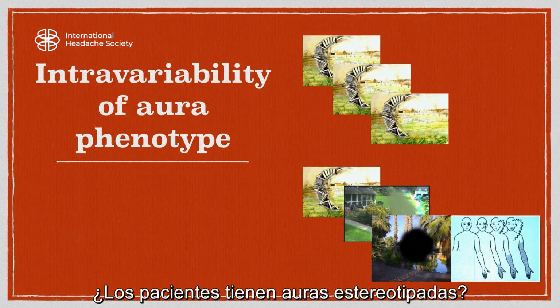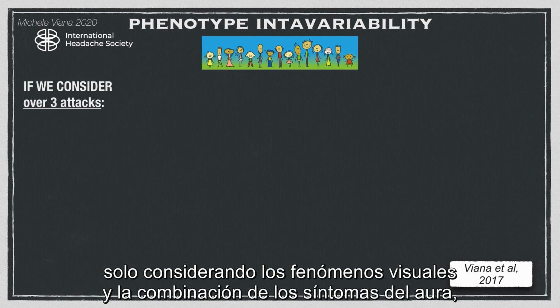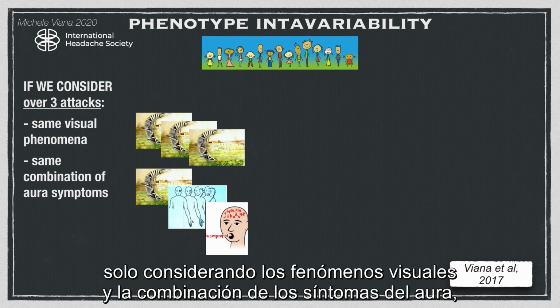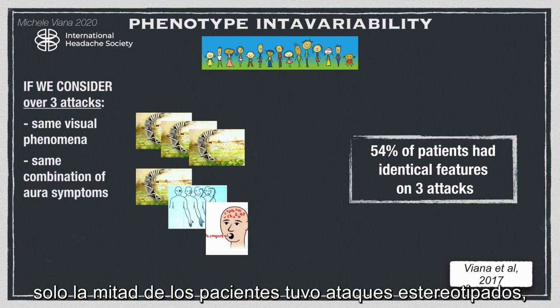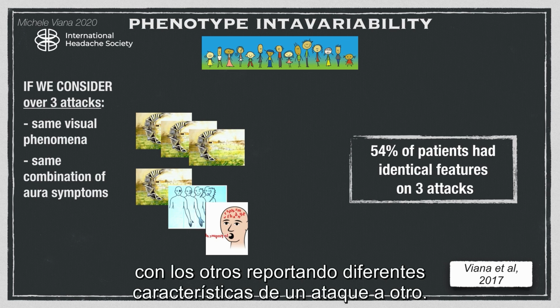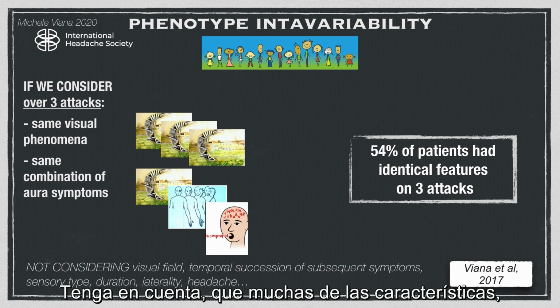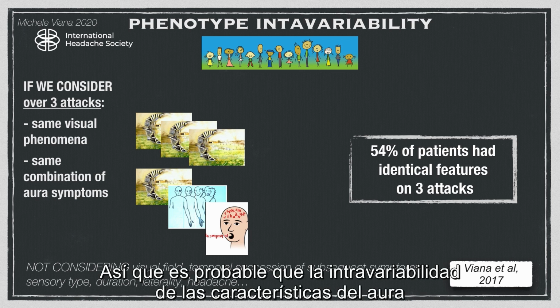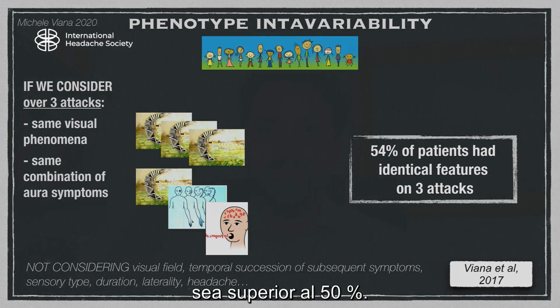Do patients have stereotypical auras? On frequent consecutive attacks, just considering visual phenomena and the combination of aura symptoms, only half of patients had stereotypical attacks, with others reporting different features from one attack to another one. Please note that many features that can contribute to the variability of phenotype were not included in this analysis, so it is likely that intra-individual variability of aura features is higher than 50%.